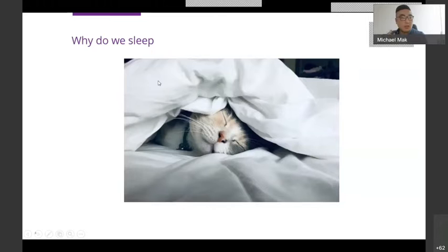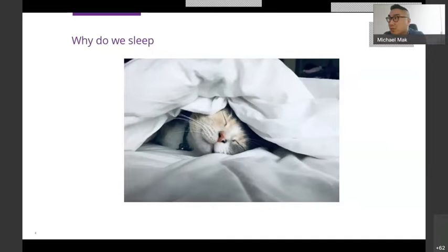Why do we sleep? Sleep is one of the most crucial bodily processes that we all engage in. Most folks will spend a third of their lifetimes sleeping. And if we live to about 100 years, which seems to be the average lifespan these days, that's about 33 years of time sleeping. So it's important for us to maximize and optimize this period of time in our lives.